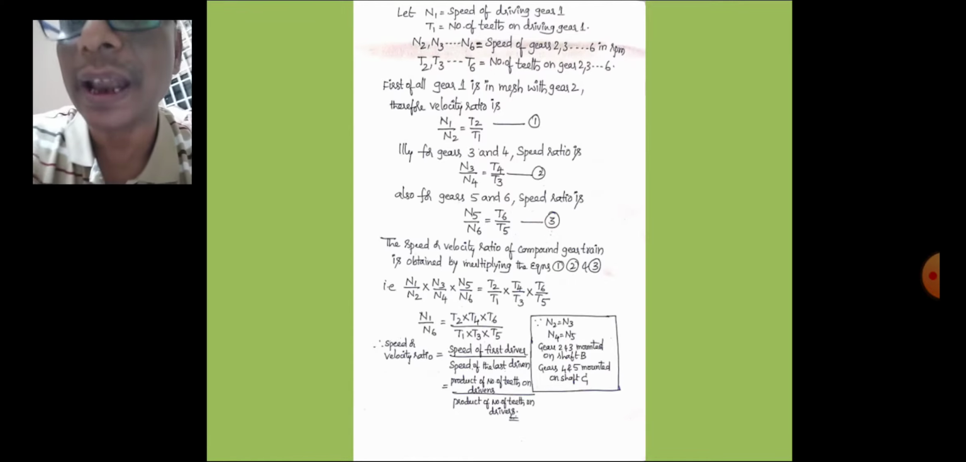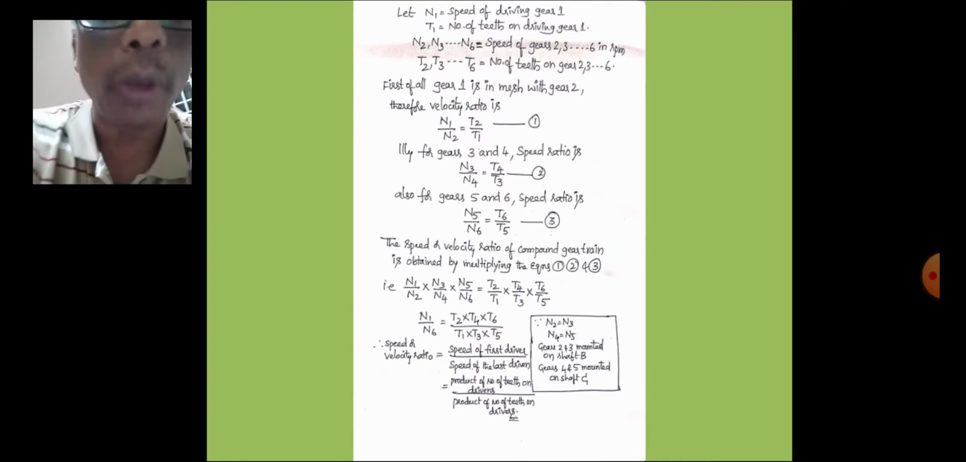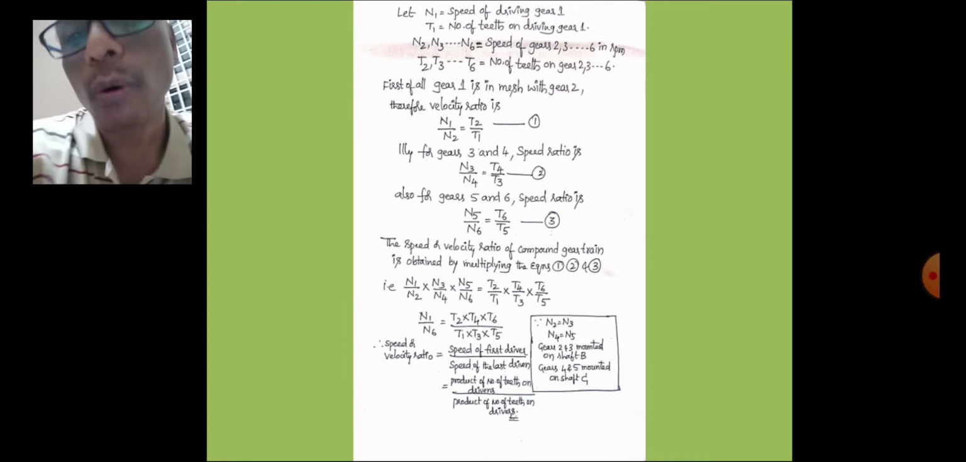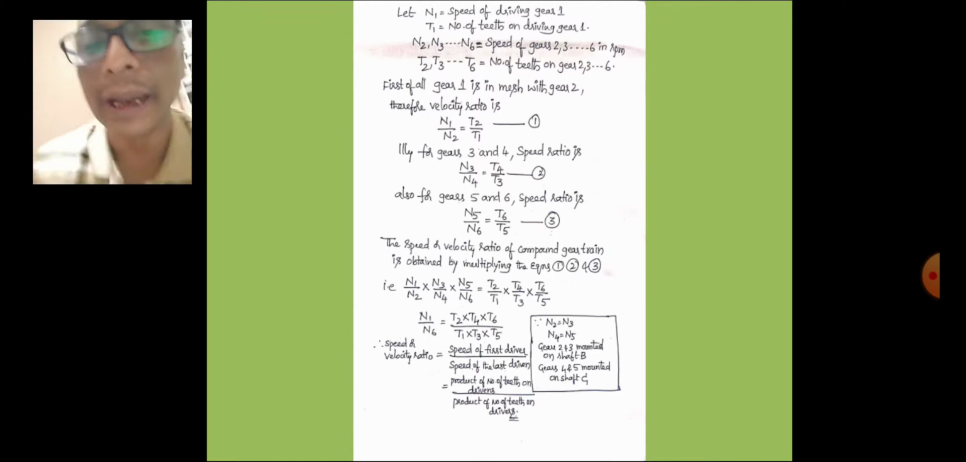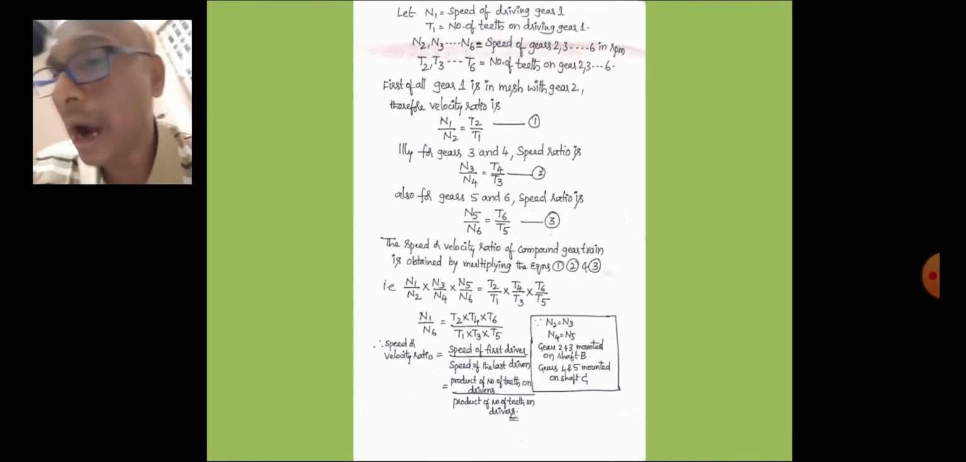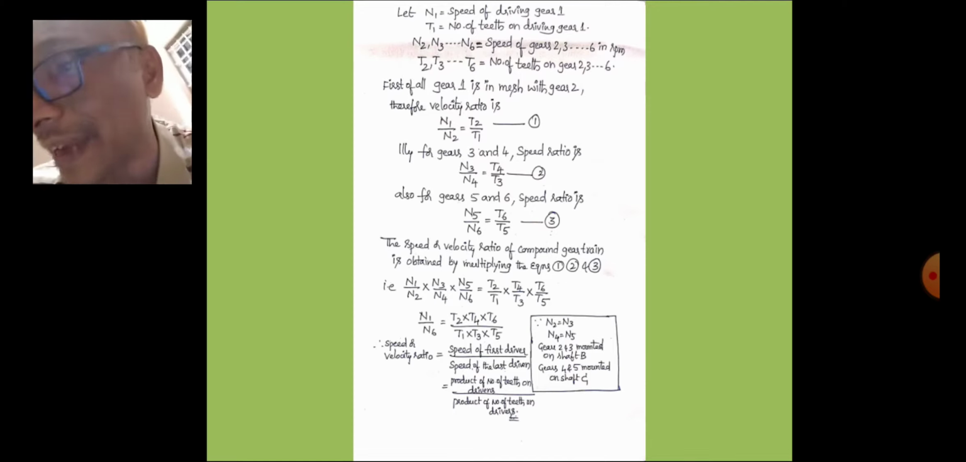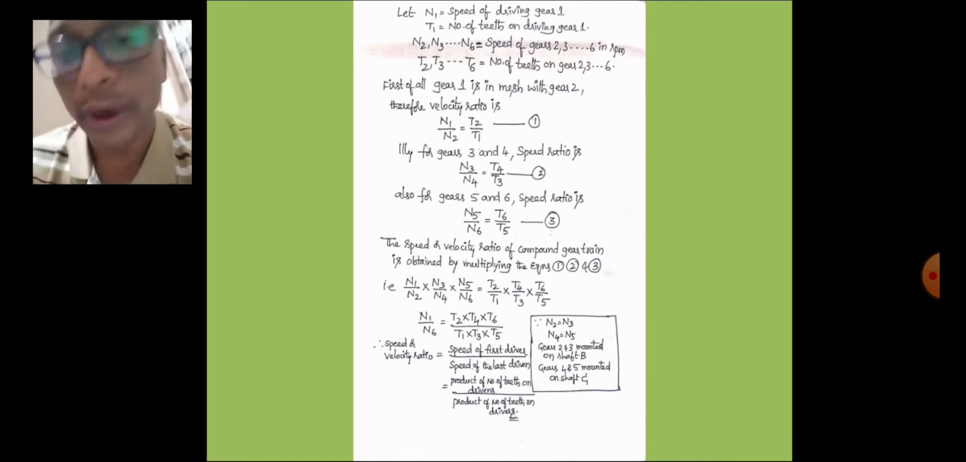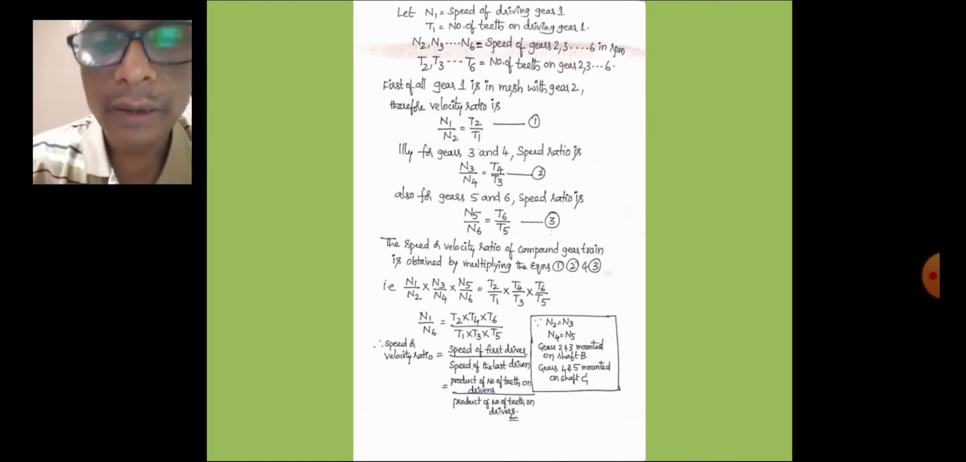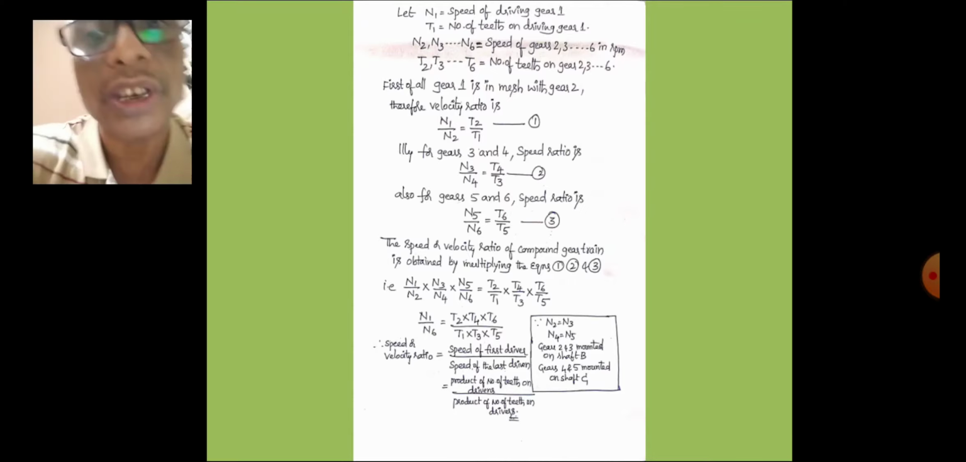Similarly, in the second equation, this is the velocity ratio in between 3 and 4. That is why I wrote N3 by N4, which is equal to the reciprocal of the number of T's on gear 4 and gear 3. Therefore, I wrote T4 by T3. Like that, separately, you find the velocity ratios, and to get the velocity ratio for the whole compound gear train, you multiply the three equations.